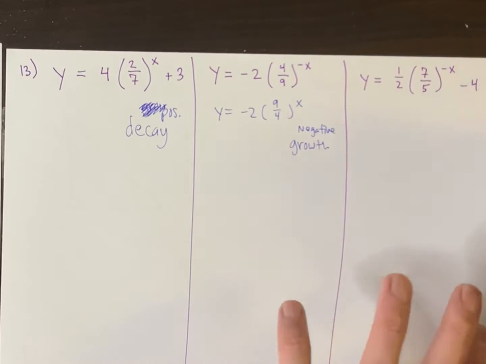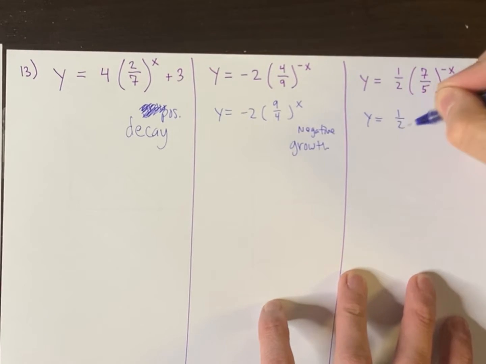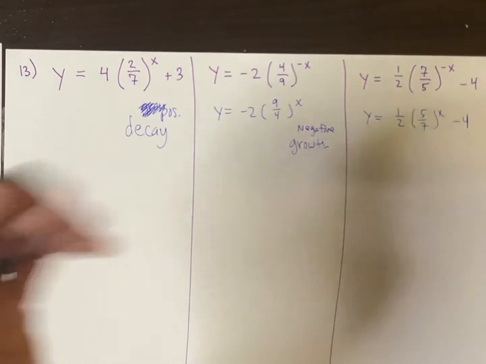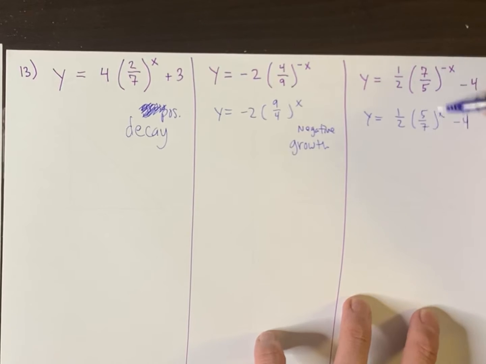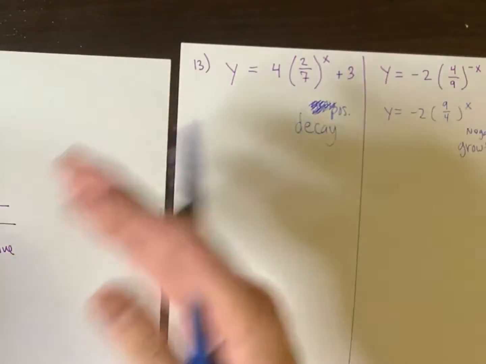How about here? The exponent is negative. Make it positive. That is the first action that you take. Everything else stays the same. Now we can make our classifications. This is smaller than 1, and this is positive. So this is positive decay. So that's how you classify them as positive, negative growth or decay.